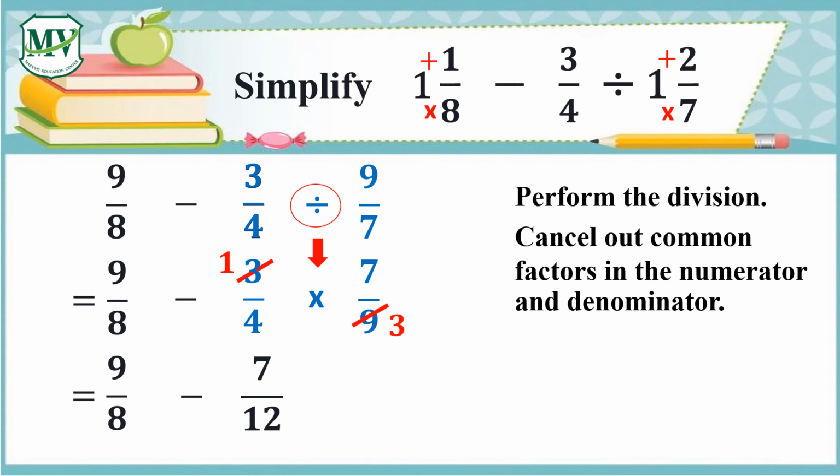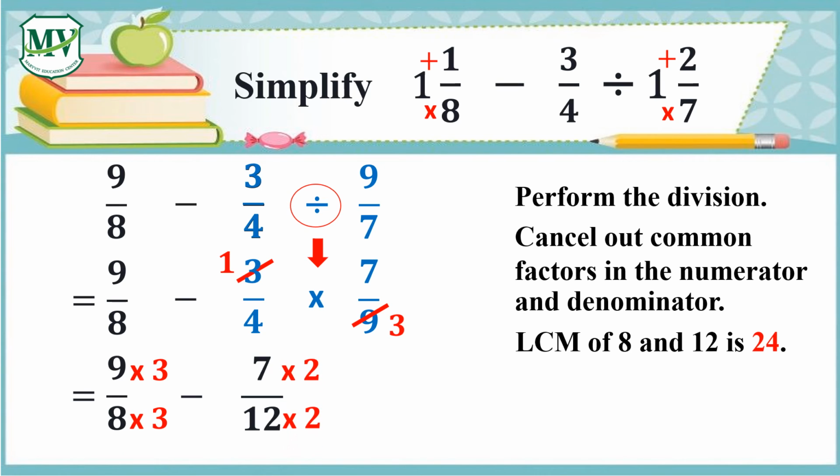Now, we cannot subtract these two fractions because they don't have the same denominator. We have 8 and 12. The LCM of 8 and 12 is equal to 24. Let's multiply the first fraction by 3, the second fraction by 2. What do you think is the answer?